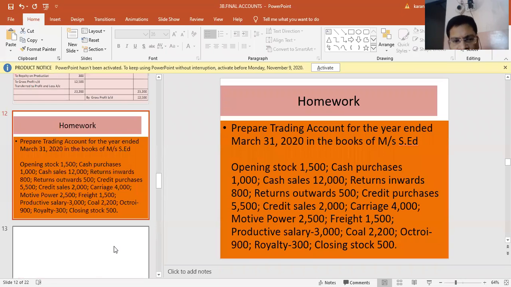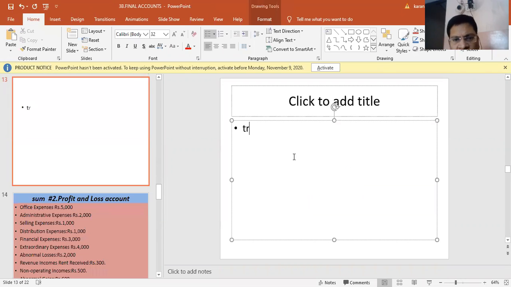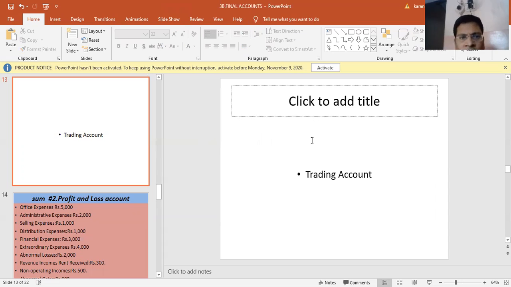Thank you, students. So we are over with our trading account. Trading account is done. So we will be doing profit and loss account after this. Clear? I will be doing profit and loss account after some time.